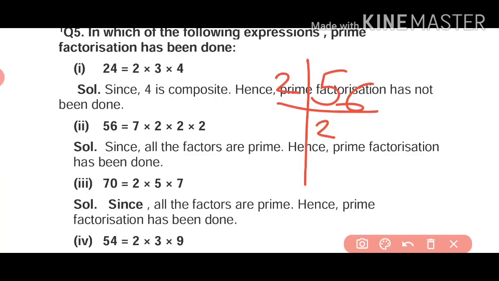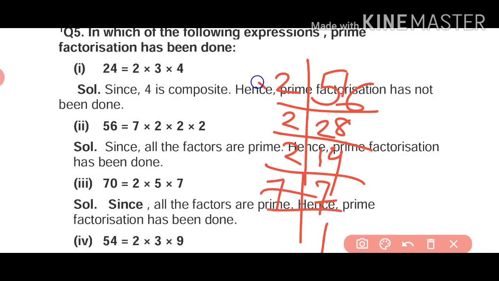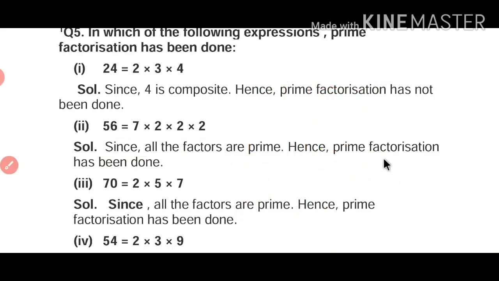2 2s are 4, 2 8s are 16, again 2 1s are 2, 2 4s are 8, then 2 7s are 14, 7 1s are 7, means 2 multiply 2 multiply 2 multiply 7. Here you can see that since all factors are prime, 2 and 7 both are prime numbers, so hence we can say that here prime factorization has been done.